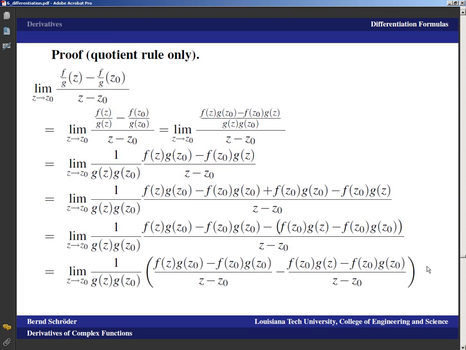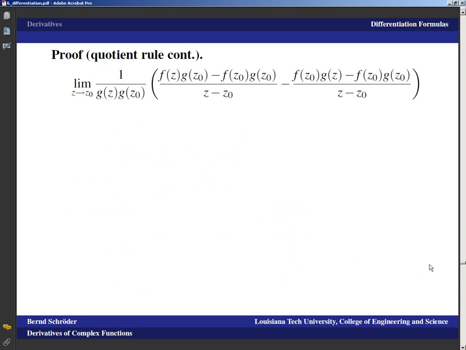And now we break up those difference quotients. So again, 1 over g of z0 stays the same. And now this minus sign is just this minus sign, and we just broke the fraction up into two fractions. Okay, now we're out of paper. Don't worry about that. This is the same thing as what we had in the last line on the previous panel. And so now what can we do here?